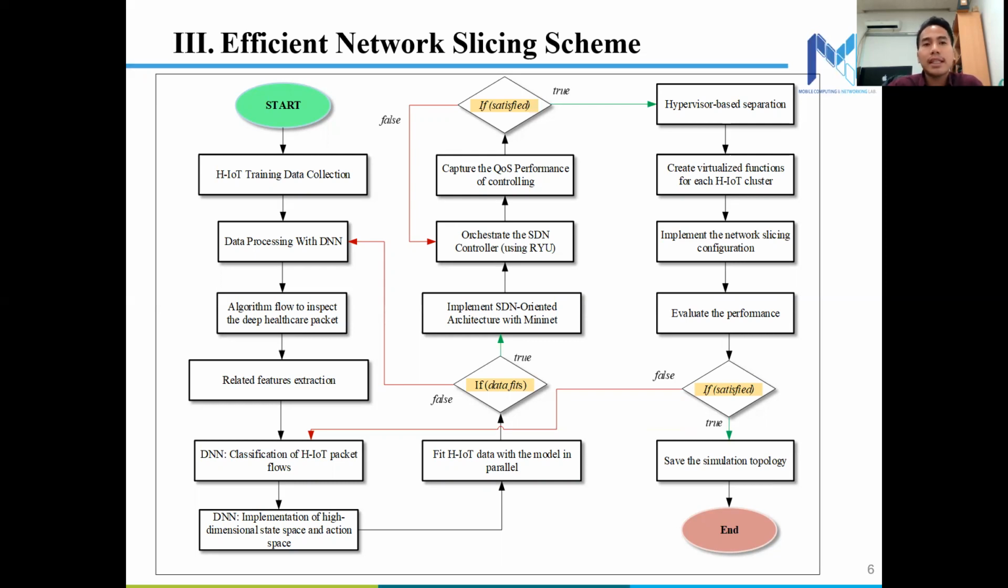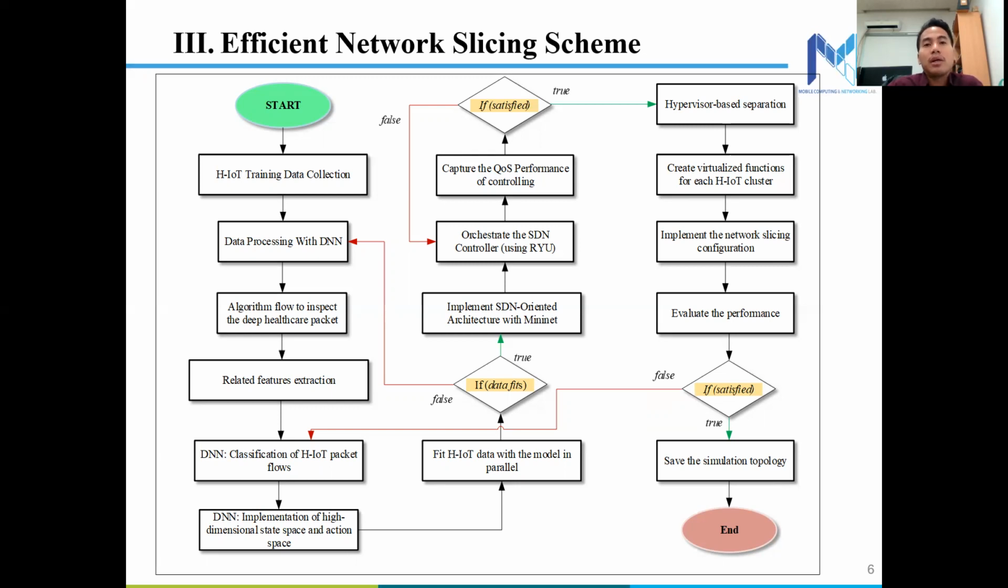But if the data fit, the SDN-oriented architecture will be implemented, and then the real SDN controller is orchestrated and captures the quality of service performance by using IPOP package. Next, if the quality of service performance, such as packet drop ratio, delay, or jitter of the model is satisfied, the hypervisor-based function will be configured accordingly.